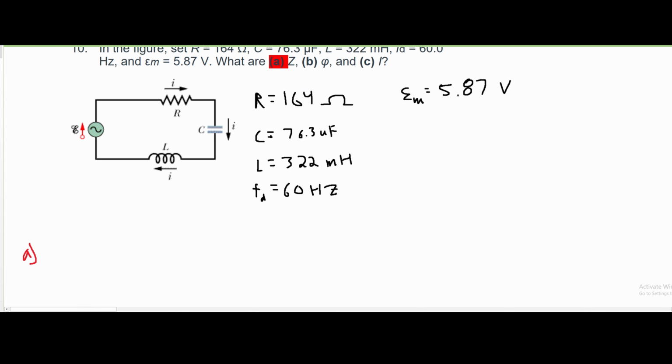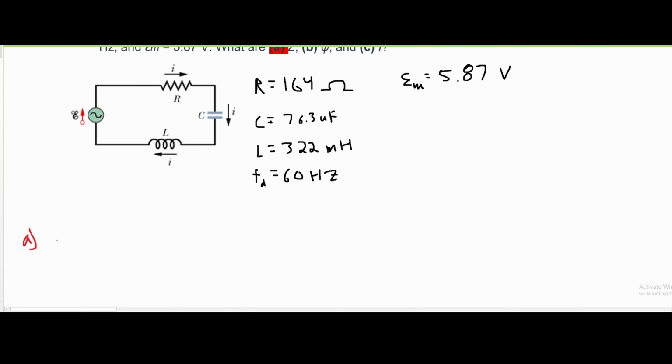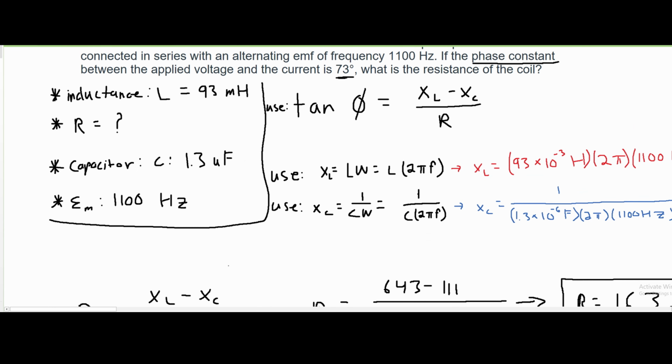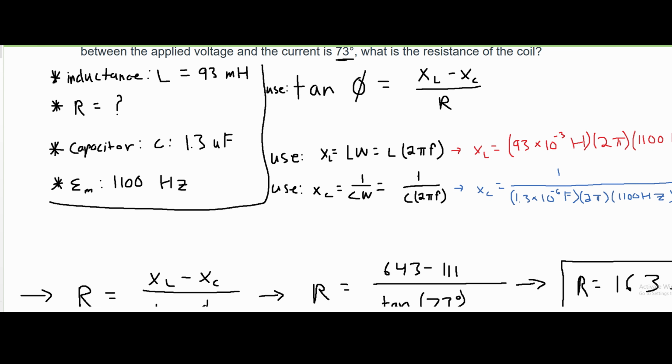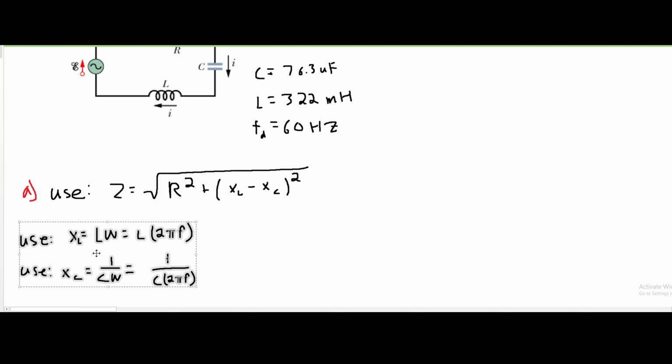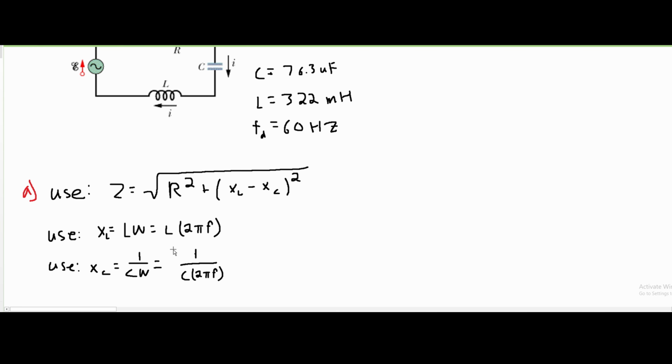For part A, we're asked to find Z, and we need to use this formula. Z is equal to the square root of R squared plus X of L, which is the inductance, minus the capacitance, X of C, all that squared. And that's how we find that. From previous problems, we know how to find our X of L and X of C. Since we're not given our X of L and X of C explicitly, we're going to have to use these.